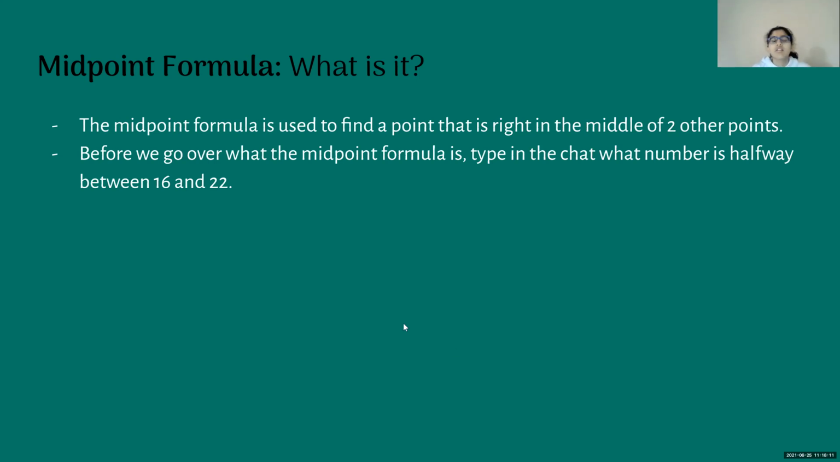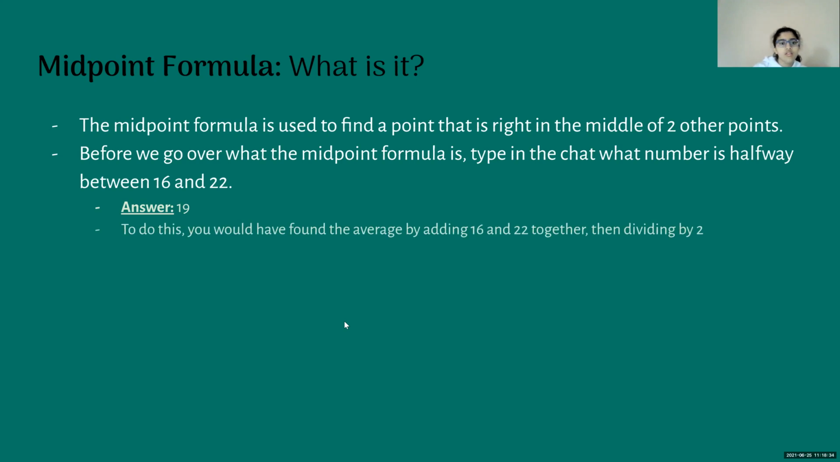It would be 19. So to find what number is halfway, you just add them together. So 22 plus 16, which is 38, and then you divide by 2. So 38 divided by 2 is 19. So you get 19 is halfway between those numbers. Okay, that's okay if you have issues. So the answer would be 19, as said earlier. So to do this, yeah, you'd find the average.